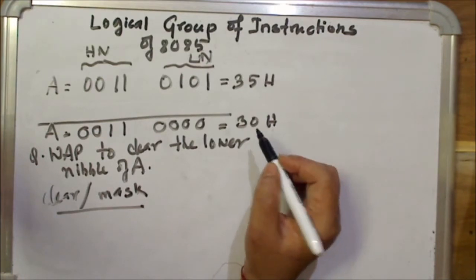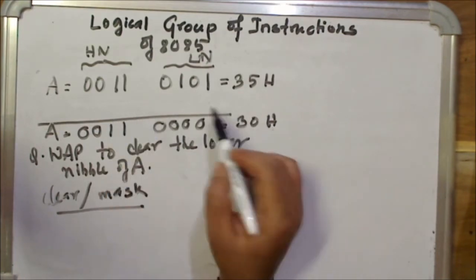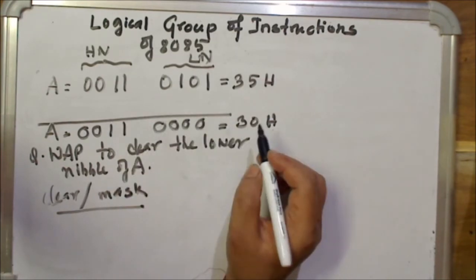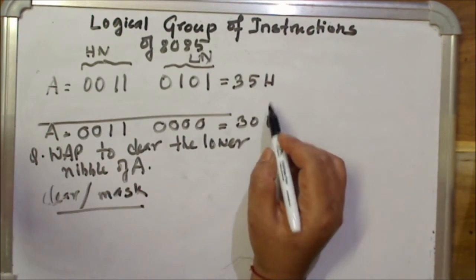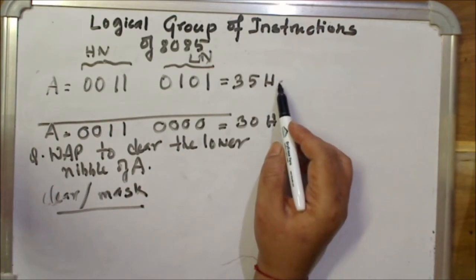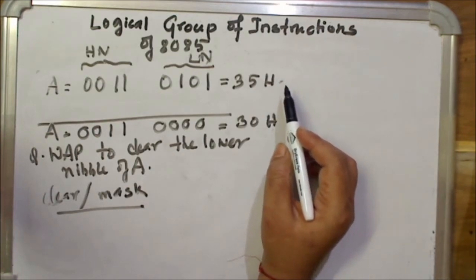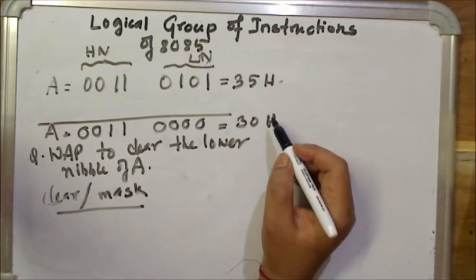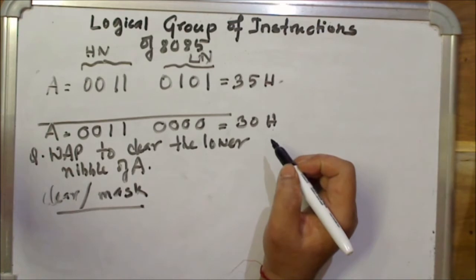Now you can say, ma'am, it is very easy. Simply if you subtract 5 from the number, you will get 30. Okay, I agree. But this is possible only if you know the number that is stored in accumulator. I have taken a random number. Now if I tell you in the program that you pick a number from so and so memory location and clear the lower nibble of that number, in that case you don't know the number. So you cannot subtract any number. No arithmetic operation will come to use then.